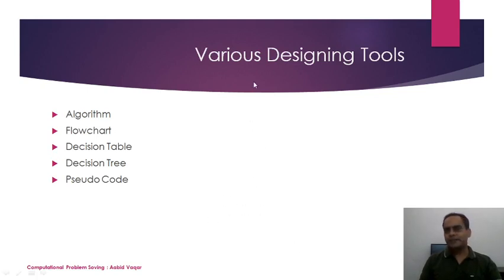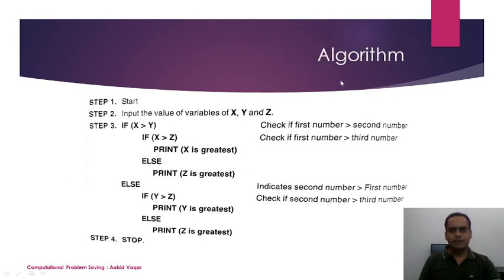In the design phase, if you remember, we had discussed algorithm only, but we can have so many tools which are helpful in developing the software. Out of these tools, we will be discussing algorithm, flowchart, decision table, decision tree, and pseudocode one by one. So let's take algorithm first.